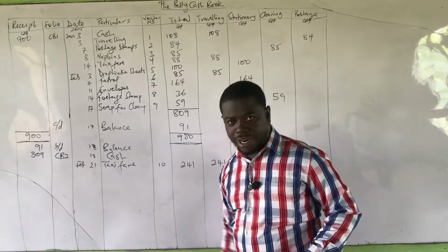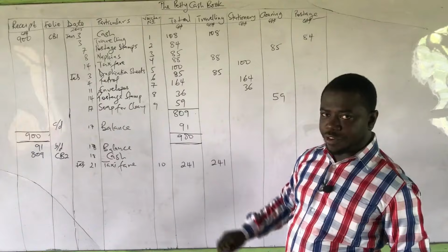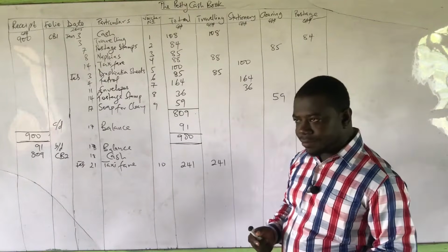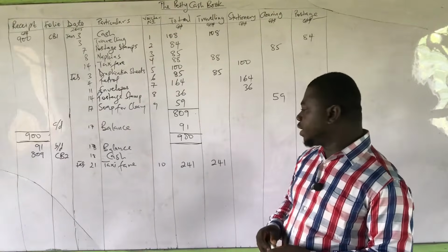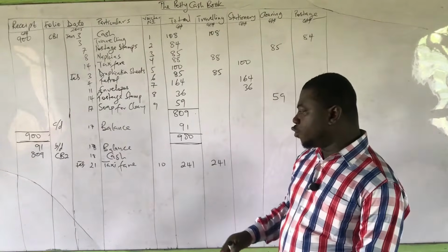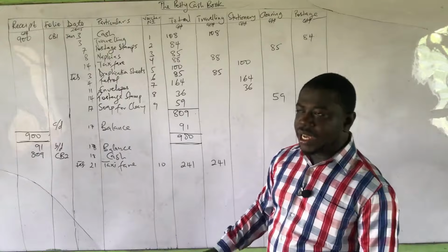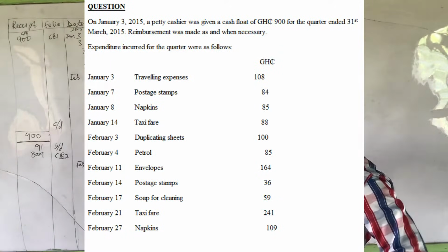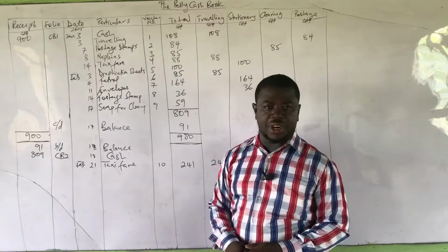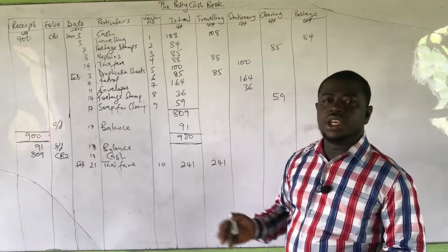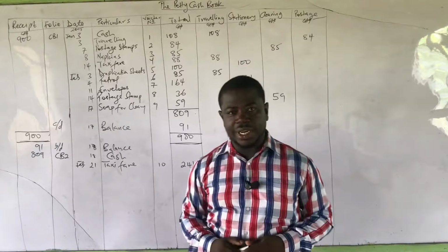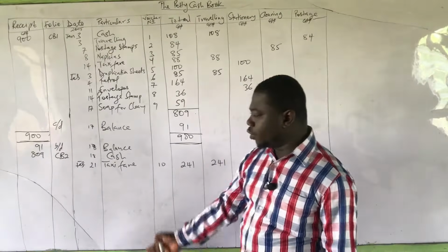We still have 900 as float. We just spent 241. So if you take 241 out of 900, you still have 659 left to spend. So your next expenditure will be spent, which is 109. Then you continue to add up again to a time where you still cannot pay for the next expenditure. And then you go for reimbursement again and then you can continue. I'm sure this is very understandable. Let us continue to spend.